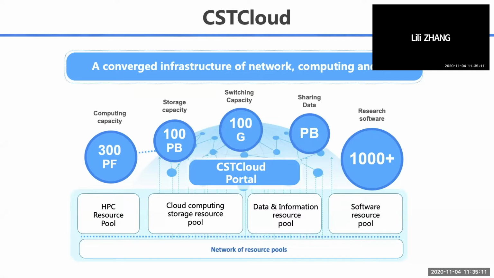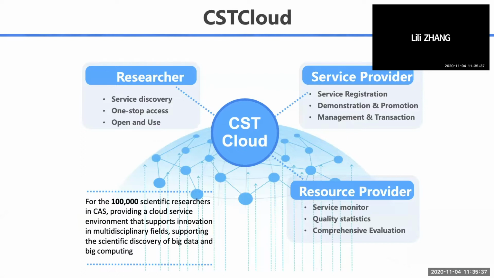This slide shows the capacity of the CSTCloud from different levels, like the computing capacity, storage capacity, switching capacity for network, data sharing, and different research software integrated on the CSTCloud platform. Next one, please. Based on all of these different research resources, there are three different target users: individual researchers themselves, service providers, and resource providers. So we provide different services for 100,000 scientific researchers in the Chinese Academy of Sciences. We especially provide a cloud services environment to support innovation in different disciplines, especially for big data and big computing deployment. Next, please.